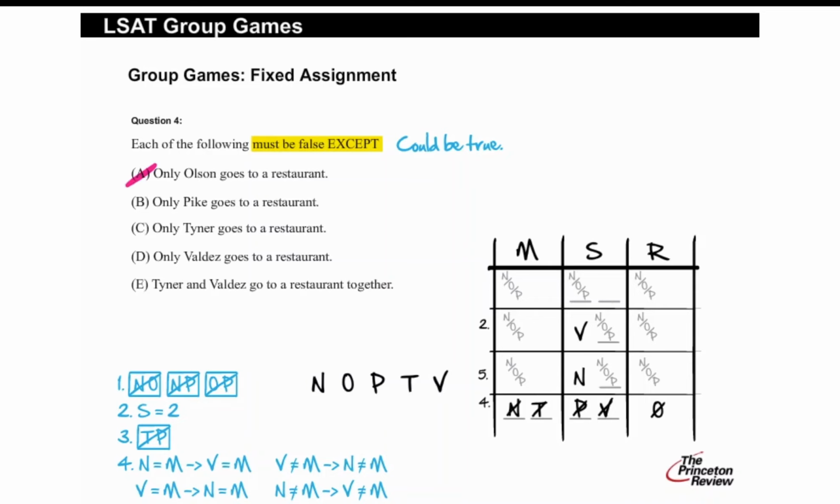On to choice B. Only P goes to a restaurant. Promising, given P's unpopularity, but let's test it. If P is alone in the restaurant, let's put N and V in the movie since they work well there together. That puts T and O watching soccer. No rules have been broken, meaning B is your correct answer.